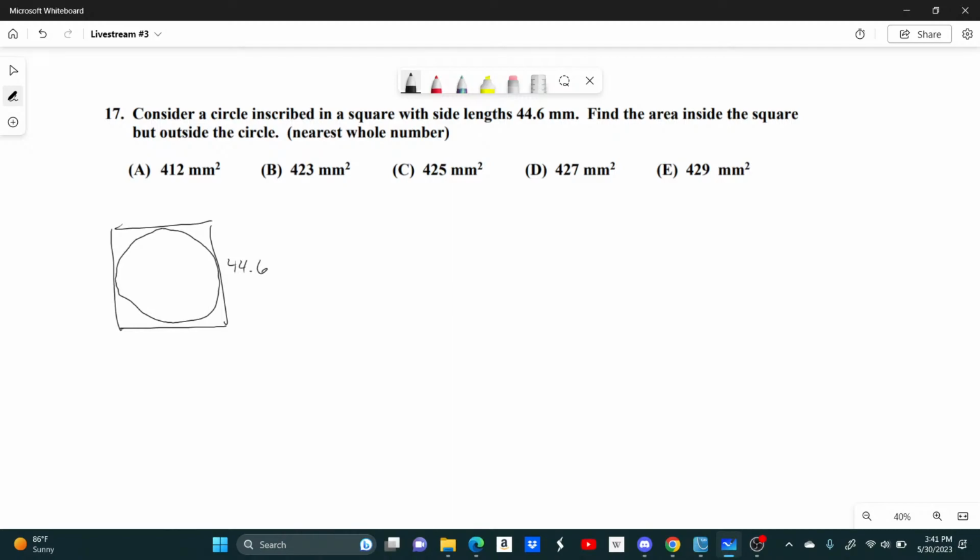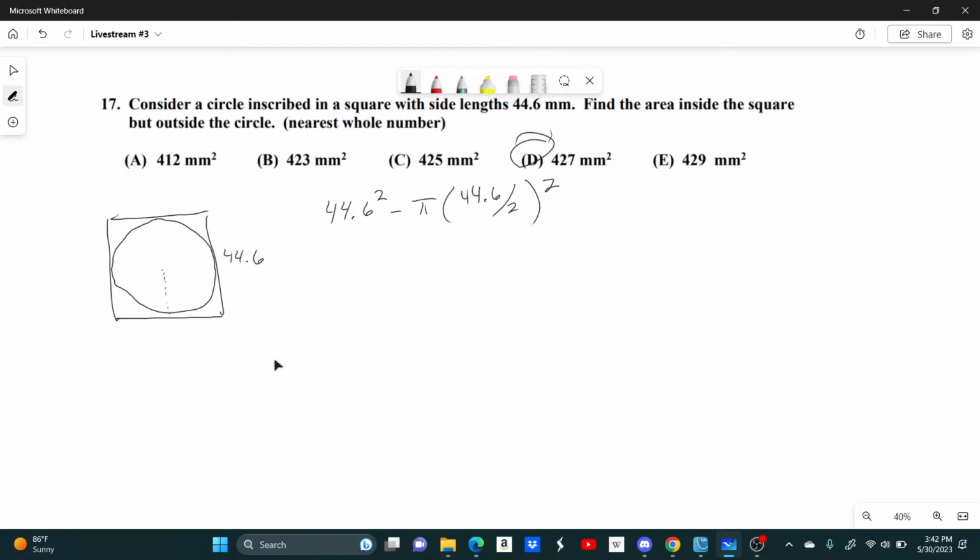So this is pretty straightforward, right? You just find the area of the square, subtract the area of the circle. Area of the square is just 44.6 squared. And the area of a circle is pi r squared. Well, you can find the radius by saying the radius is going to be half the side length. So 44.6 over 2 squared. What does that give you? Gives you 427. There you go. Pretty straightforward.